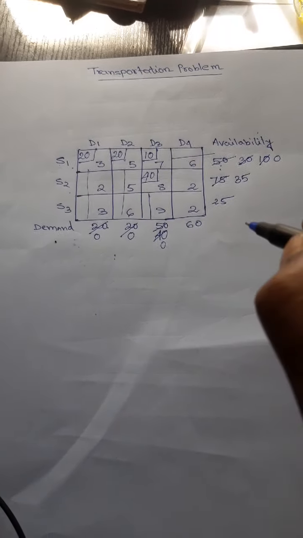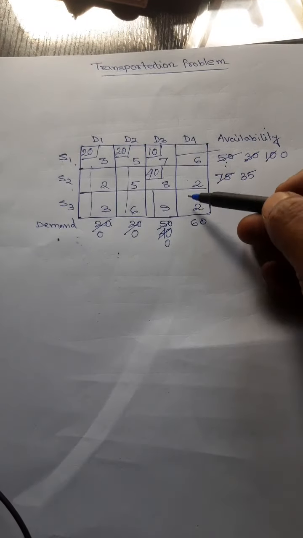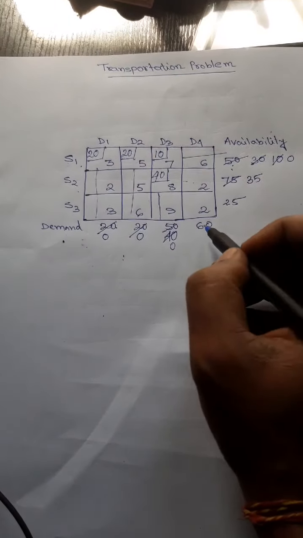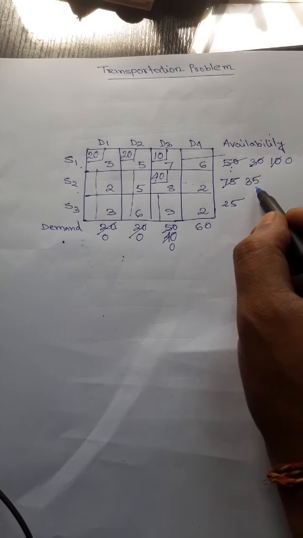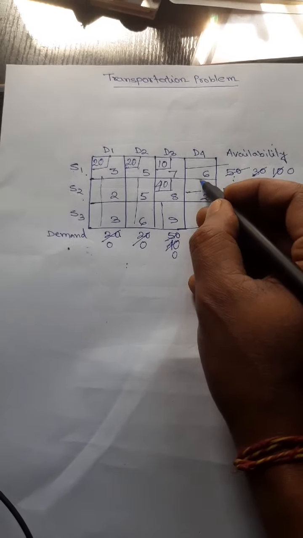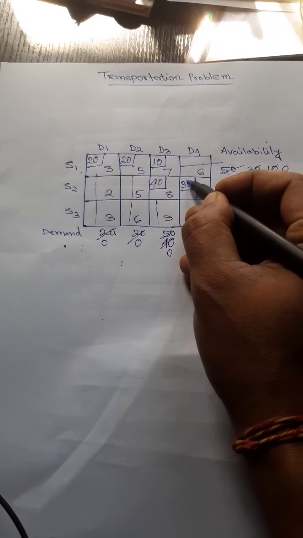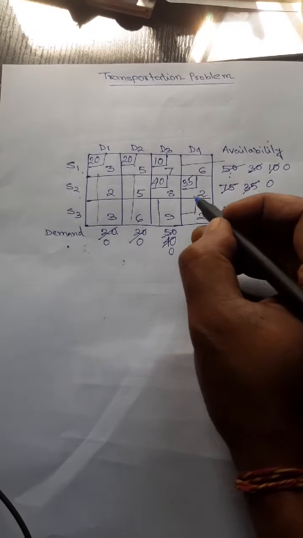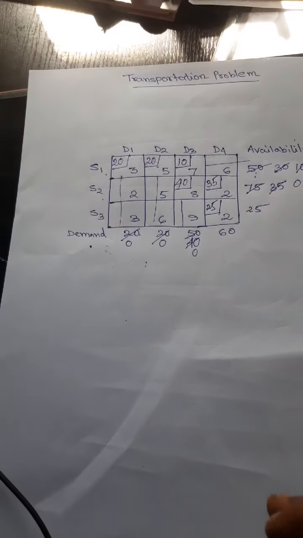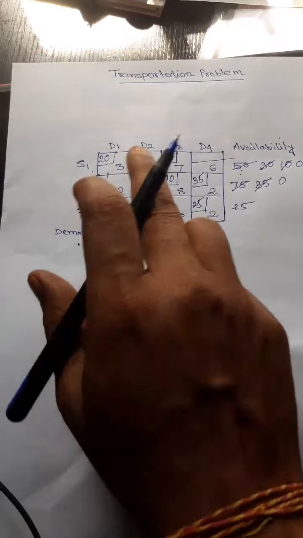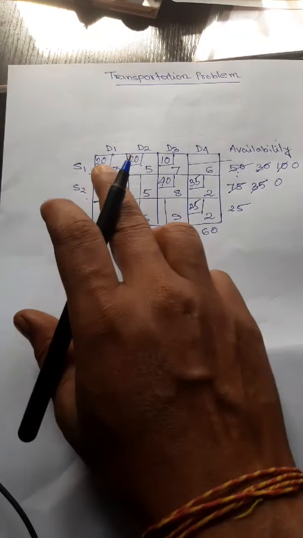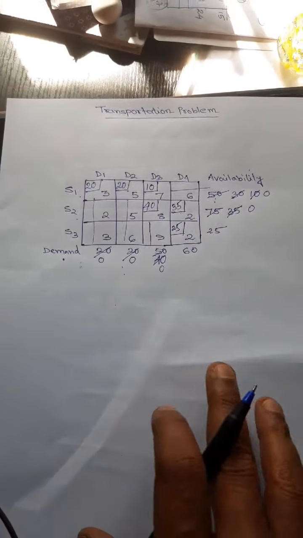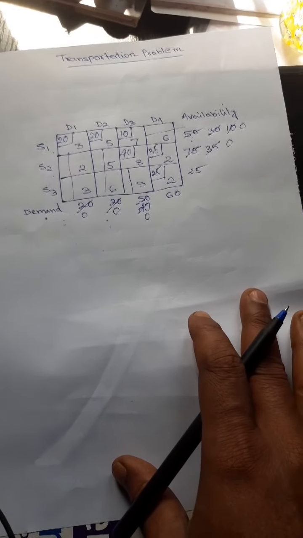Now the two unallocated cells are there. Find out the northwest corner. This is the northwest corner. Requirement is 60. Availability is 35. So we can distribute 35 here. So this availability is 0. Now the remaining amount we can place here. Okay. So this way we can allocate the product in each and every cell based on the northwest corner rule method.